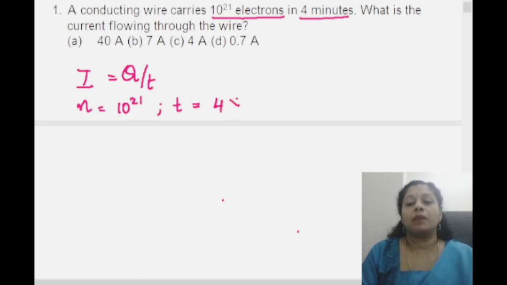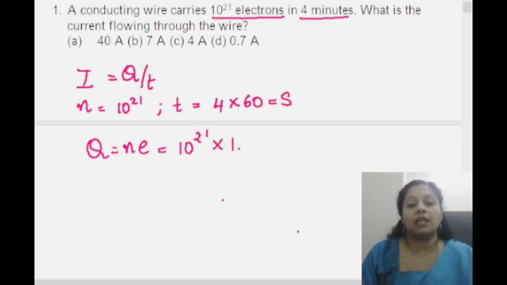4 minutes means what? 4 into 60 seconds. If any unit is not in SI unit, we have to immediately convert it into SI unit. Then find the current. So from N and E, we can find out the Q. So Q is equal to NE. N is the number of electrons, 10 to the power of 21, into E, the charge of 1 electron, 1.6 into 10 to the power of minus 19 coulomb.